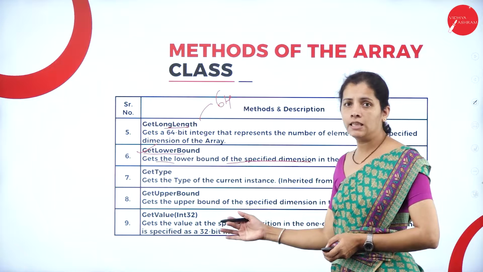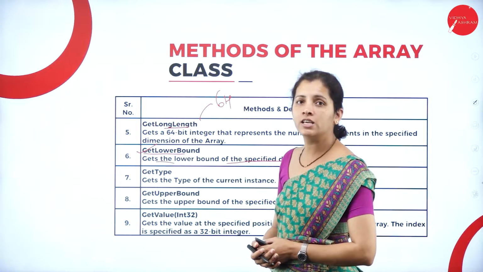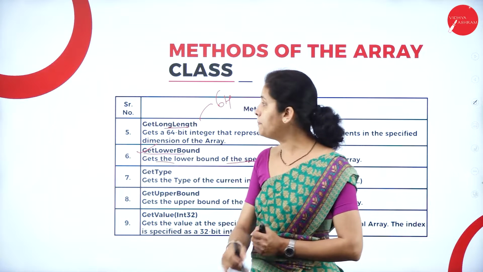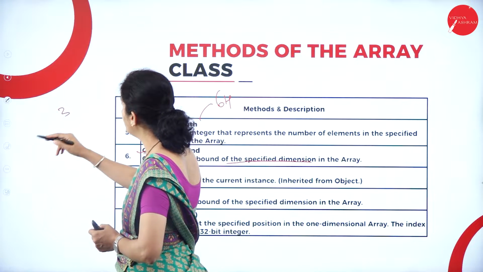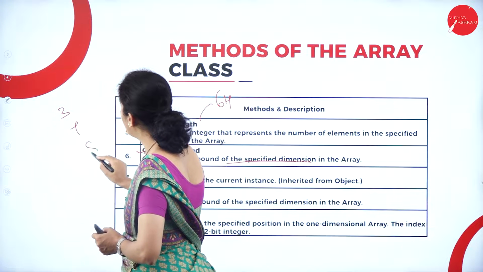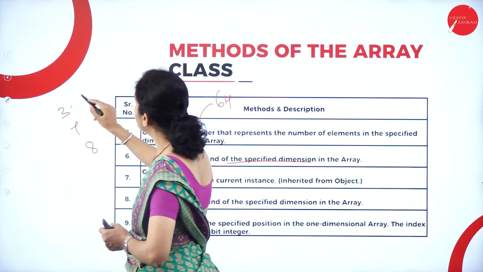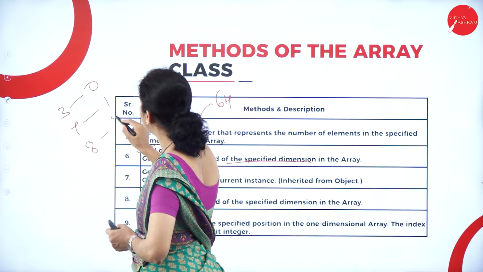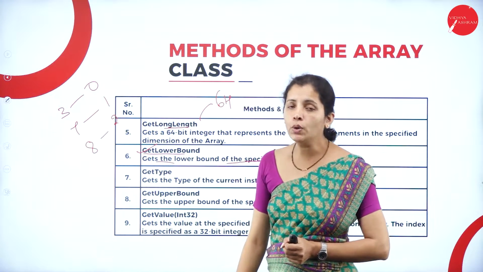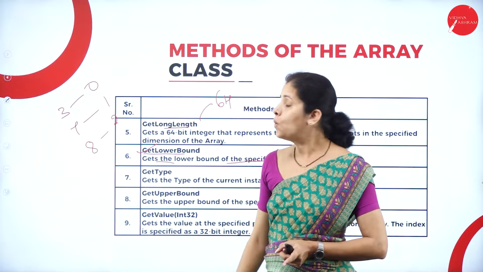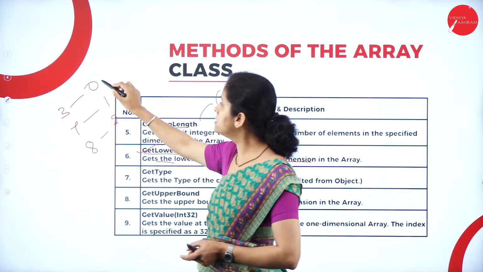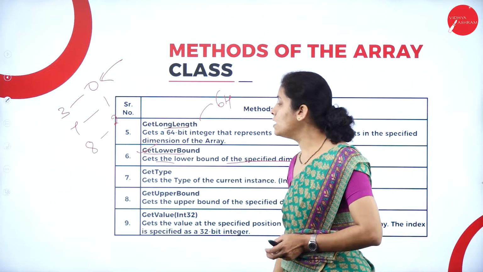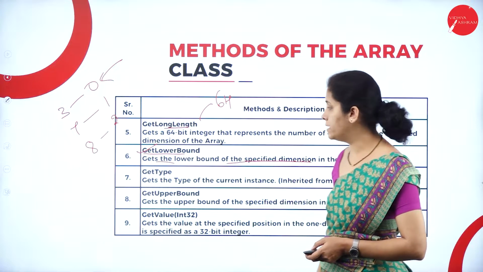For example, think that I have a one-dimensional array and I want to know the lower bound. Suppose I have three elements: 3, 7 and 8. Now, what's the index of 3? It is 0, then 1 and 2. Now, if I want to get the lower index, what is my lower index? That is 0. To get 0, I am going to call GetLowerBound.